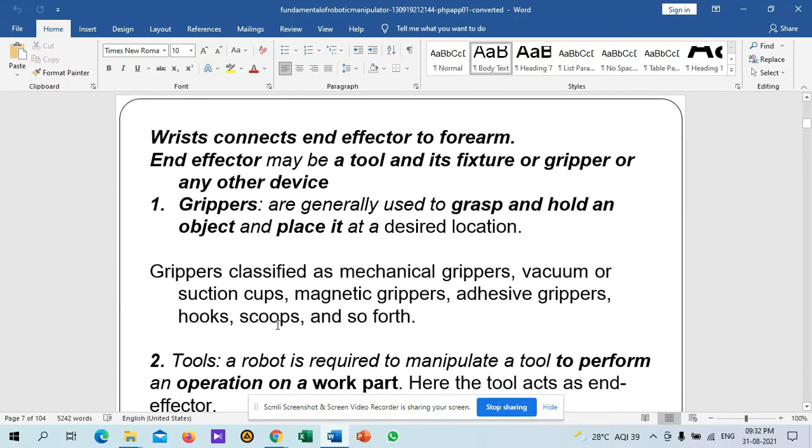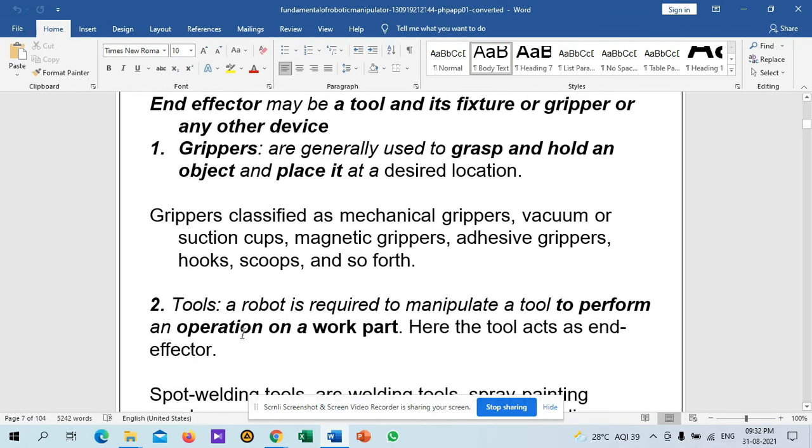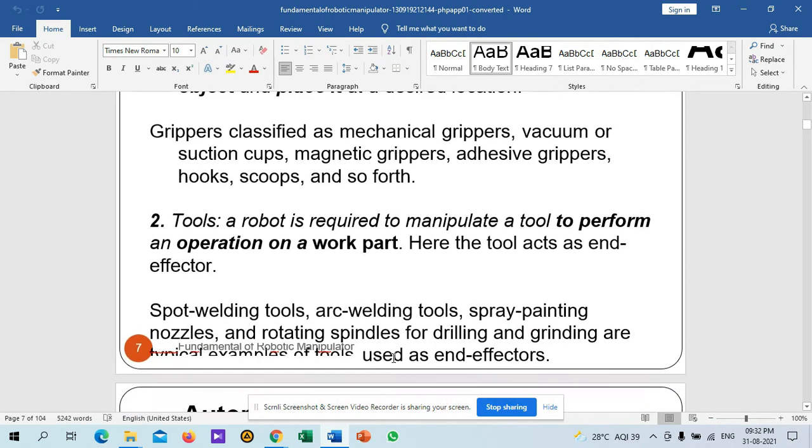Grippers are classified as mechanical grippers, vacuum or suction cups, magnetic grippers, adhesive grippers, hooks, scoops, and so forth. Tools: a robot is required to manipulate a tool to perform an operation on a work part. Here, the tool acts as the end effector. Examples are spot welding tools, arc welding tools, spray painting nozzles, and rotating spindles for drilling.